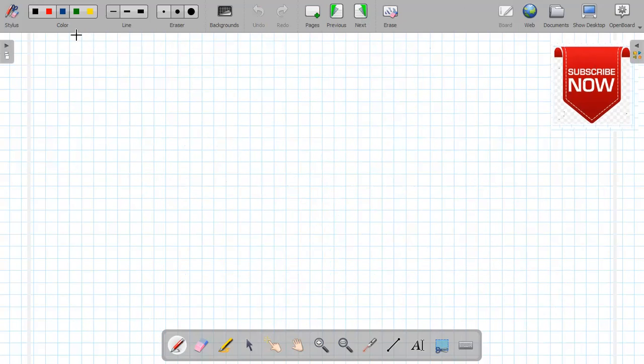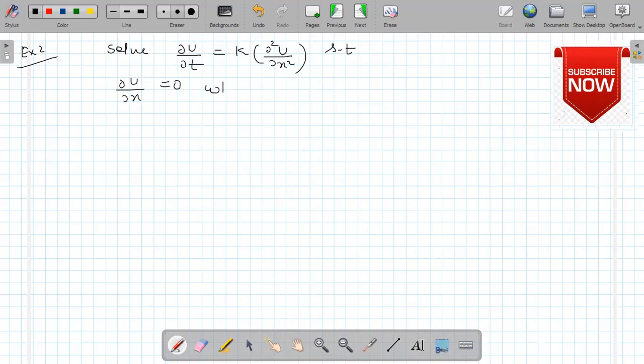Next, move on to the second example. Second example is: solve del u by del t equals k del 2u over del x square, such that del u by del x is 0 when x is equal to 0 and x is equal to pi.